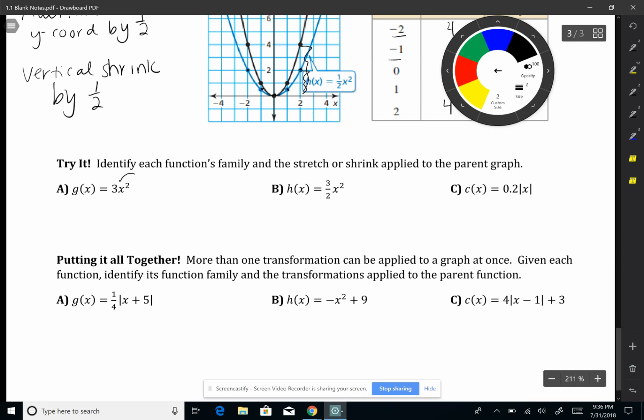So g of x equals 3 times x squared. X squared is a quadratic. That number is 3. 3 is greater than 1. This is a vertical stretch by 3.